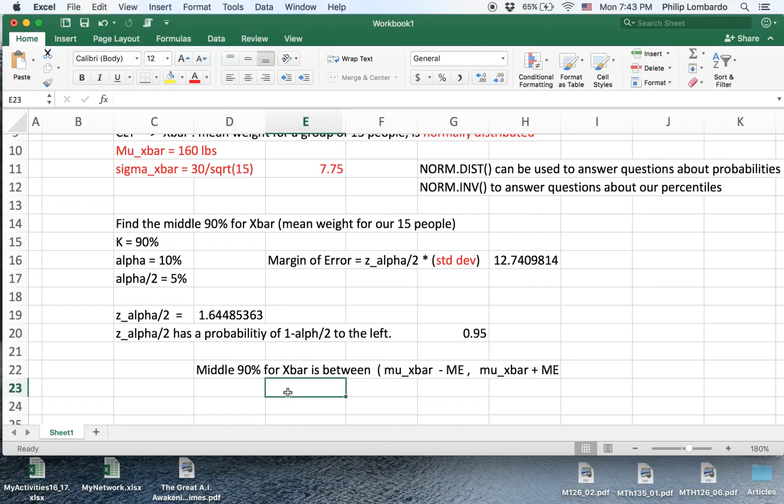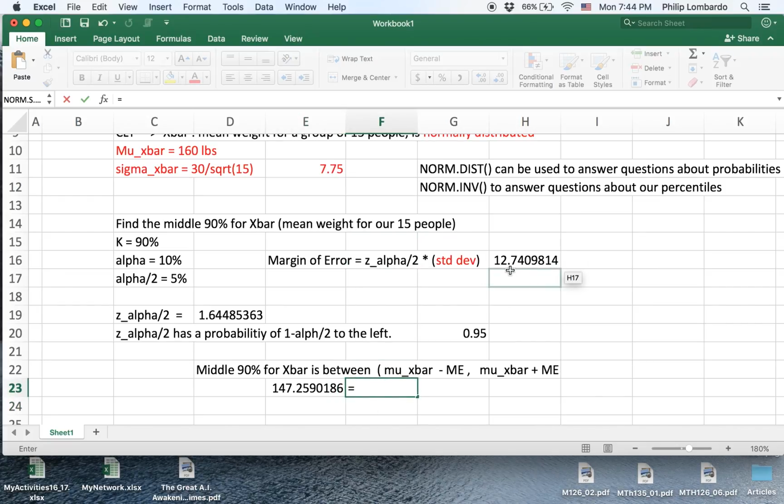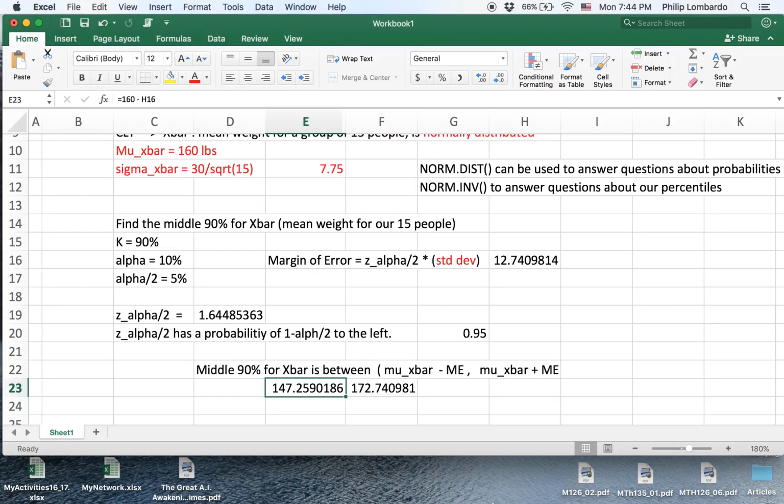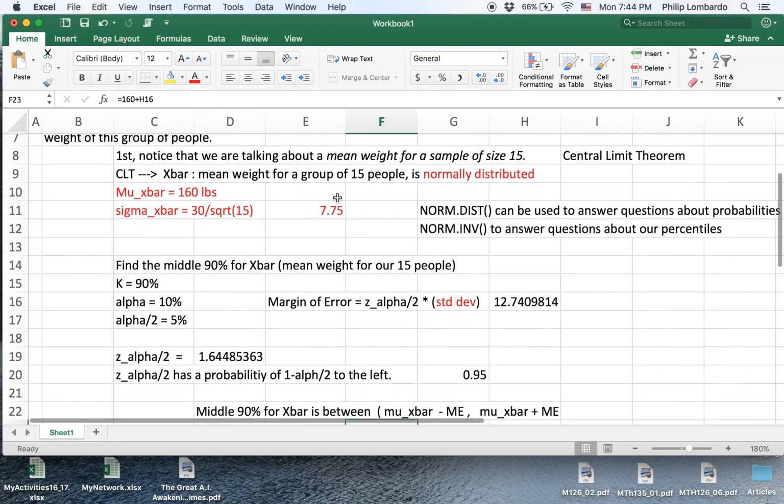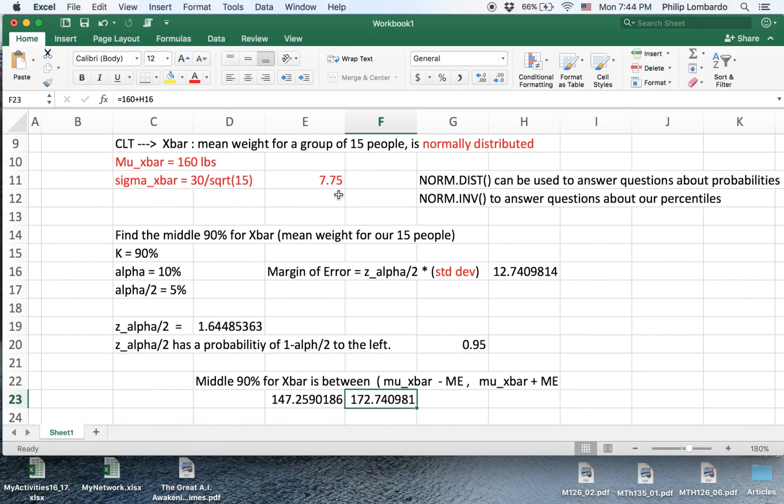Okay? So we can put these two things together pretty straightforward, right? The mean of our sampling distribution is 160, right? This is what doesn't change. The mean of your sampling distribution is the same as your population. What does change is your standard deviation. So our margin of error over here is our 12.74. And then here, we would take our mean, which is 160, and add our margin of error. Okay, so we would expect between 147 and 172, this is where the mean weight for our 15 people would actually fall. Okay, does this make sense?